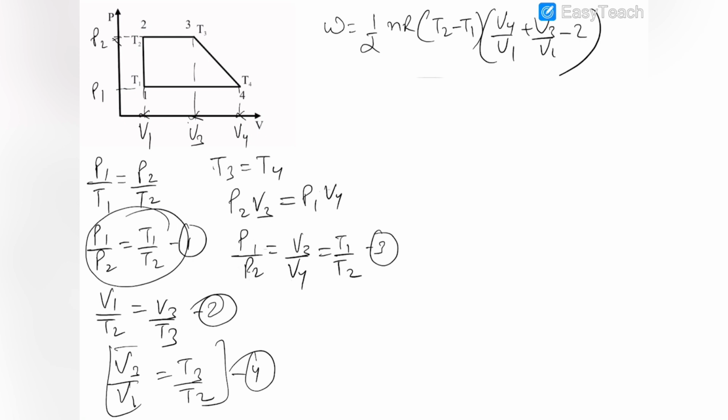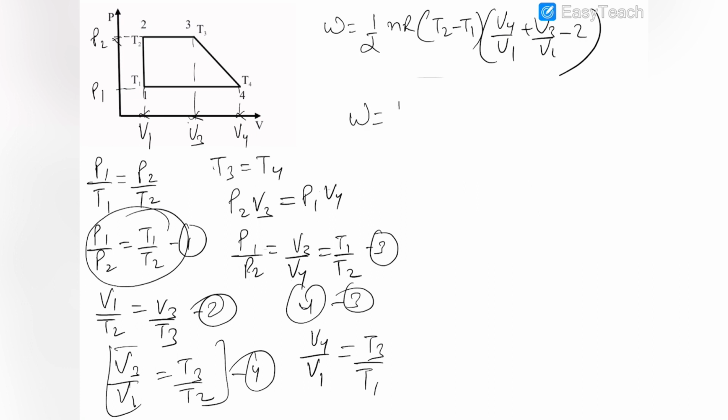So we have already extracted the value of V3 by V1. This is the value, and you also have to find V4 by V1. So you can use these equations and eliminate V3 by dividing these equations, 4 divided by 3. So when we divide 4 with 3, then V4 by V1 would be equal to T3 by T1. So you can substitute this value.